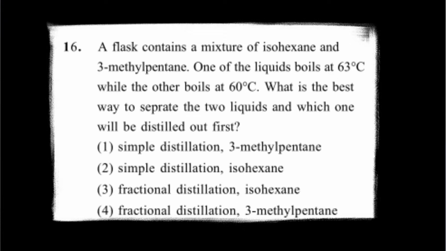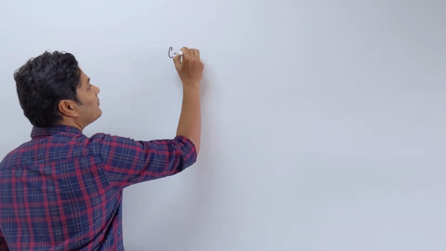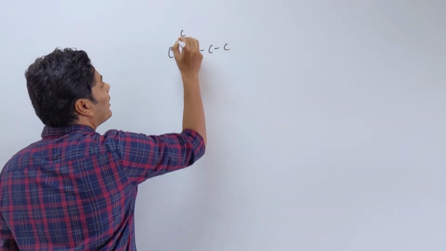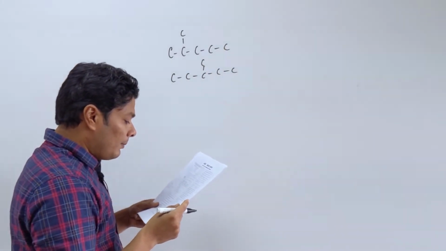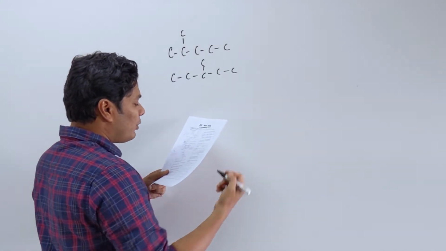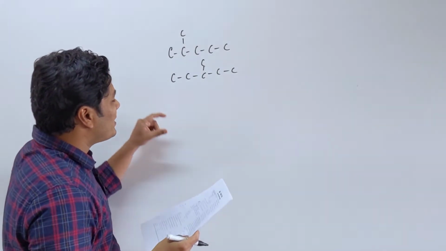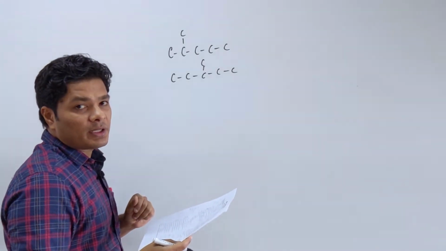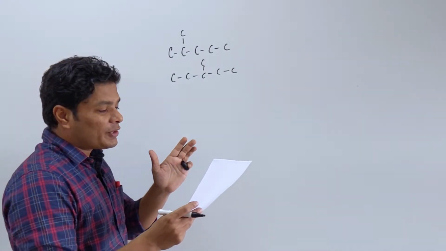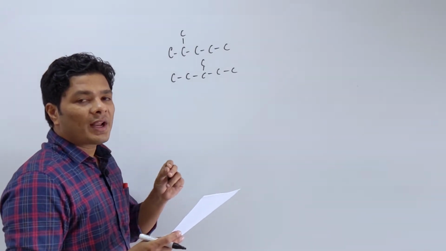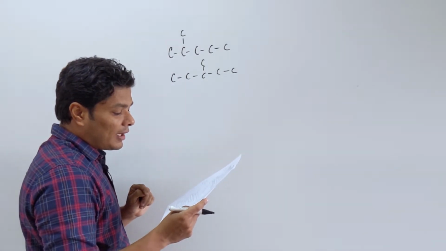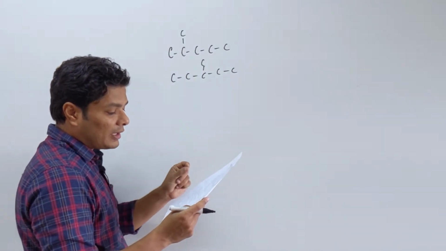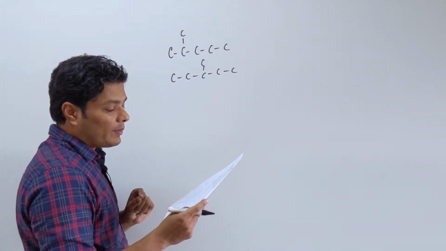16. A flask contains a mixture of isohexane and 3-methylpentane. One of the liquids boils at 63 and the other one boils at 60. Which is the best way to separate? When the boiling points are far apart, you can do simple distillation. But when the boiling points are extremely close, you want to do fractional distillation. So I would do fractional distillation, but that doesn't narrow down my answer, Charlie or delta. I need to know which of them boils first, that will distill out first. The one that is lower in boiling point will distill out first.